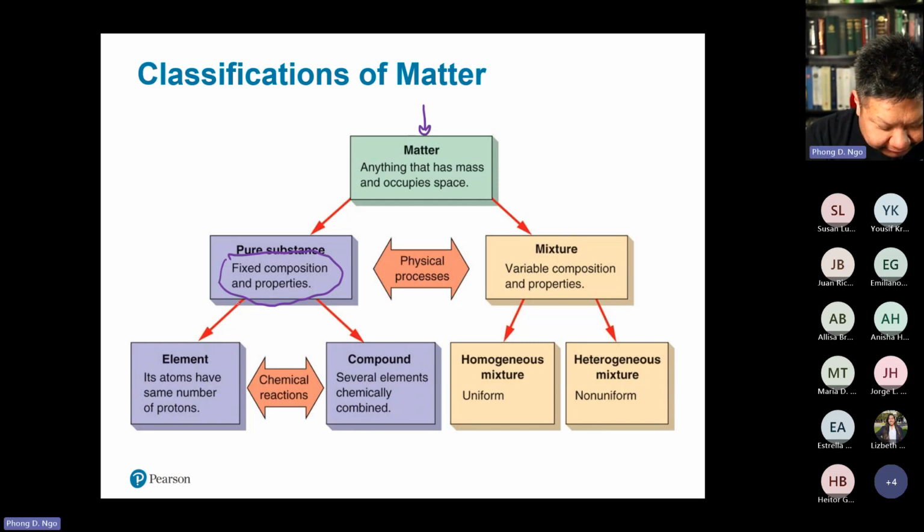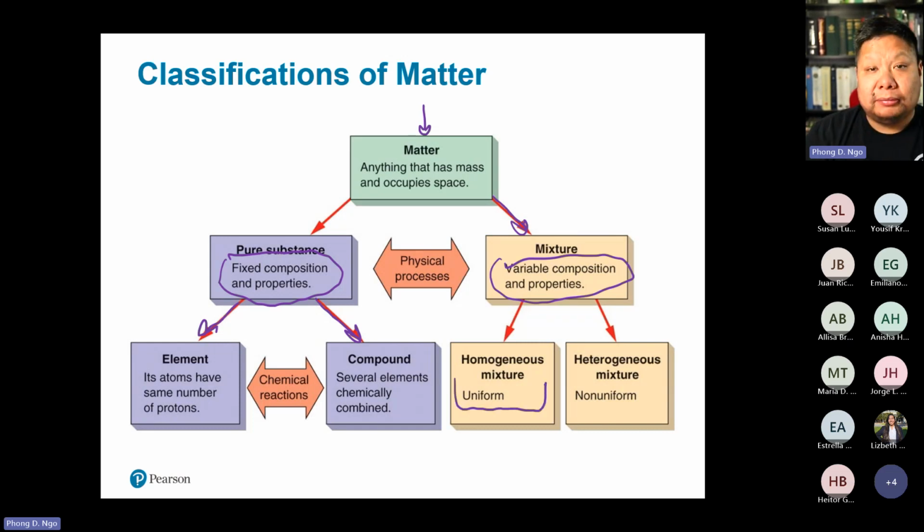Now, is it a pure substance of elements? That's the ones that have all the same atoms. That means the same number of protons. Or is it a pure substance of compounds, which has several different elements in a compound, but it's also the same compound. On the other hand, is it a mixture? Well, you know it's a mixture because it is a composition of a whole bunch of different things. Is it homogeneous? Well, it's only homogeneous when it's uniform, like you can't tell the difference. Or it's non-uniform. That's a heterogeneous mixture, right?